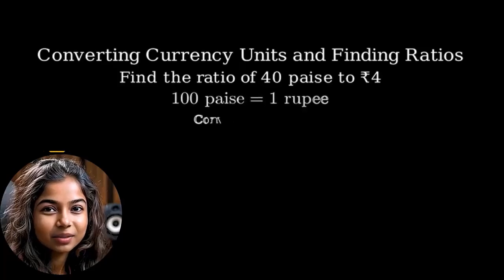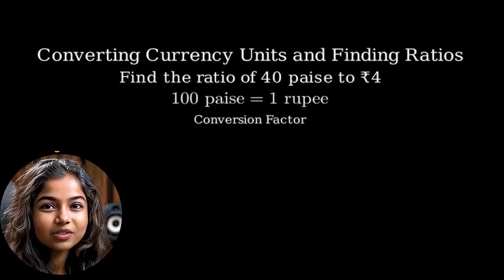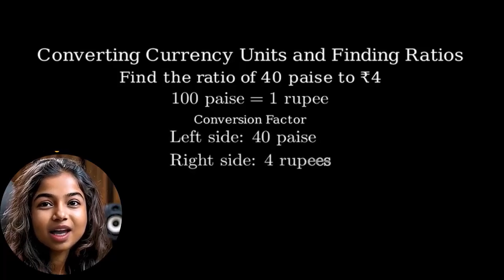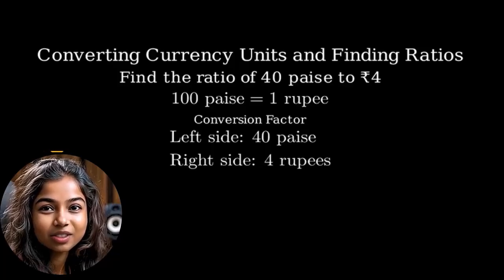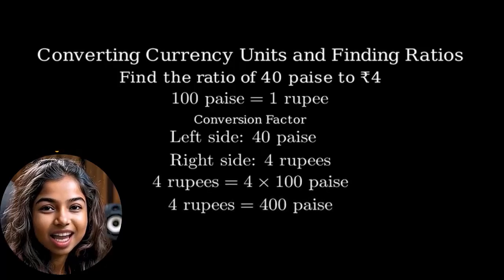In Indian currency, 100 paise equals 1 rupee. This is our conversion factor. We have 40 paise on one side, 4 rupees on the other side. To find the ratio, we need both values in the same unit. Let's convert 4 rupees to paise. Since 1 rupee equals 100 paise, 4 rupees will equal 4 times 100 paise.